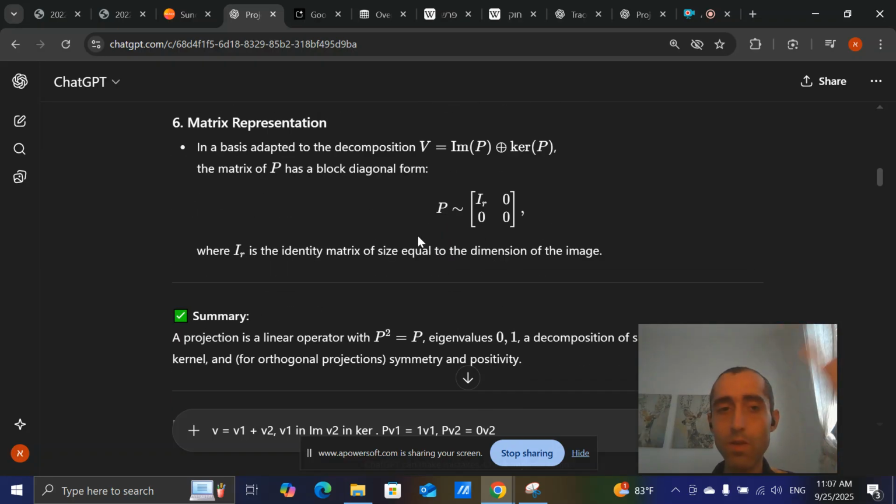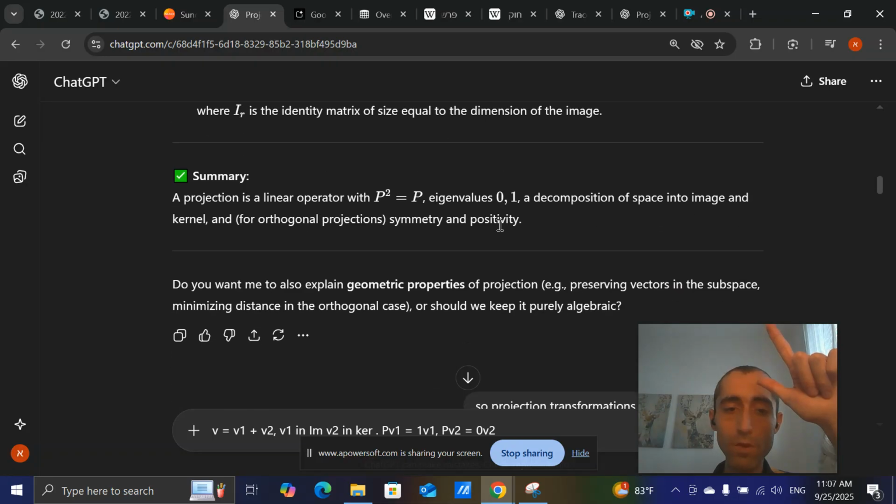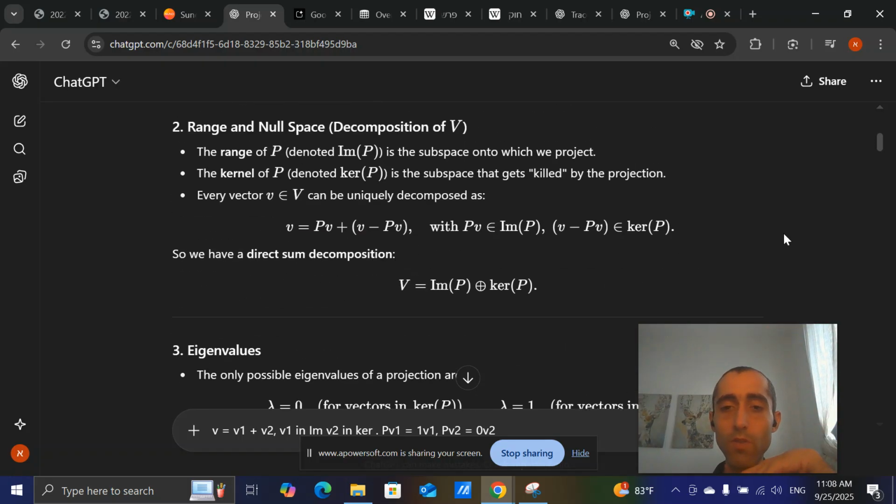Another nice thing is that you can present the projection matrix in block diagonal form. Remember that the only eigenvalues are 0 or 1, so you have a block of the 1 eigenvalues and also 0 right over here. So: idempotency, eigenvalues, the decomposition into image and kernel, as well as symmetry and positive semi-definiteness for orthogonal projections. Those are the properties.